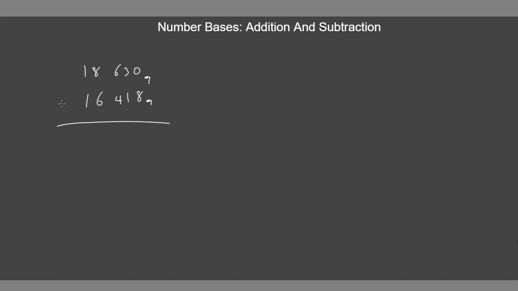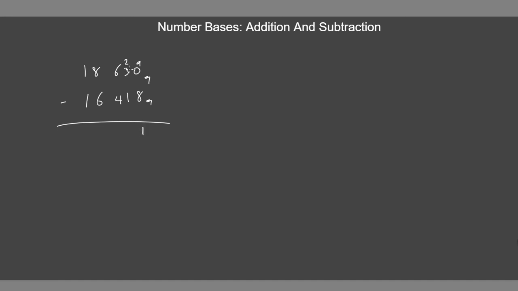Okay, let's just apply what we just discussed. 0 minus 8, that is not feasible. So what do you do? You borrow from the next neighbor. So if you borrow 1 from this, of course, you'll be left with 2. But in base 9, that 1 is going to have a weight of 9. So basically you are taking that 1 times 9, and that's why it has a weight of 9. So that 9 will be added to this 0, and that will give you 9. So 9 minus 8 will give you 1.